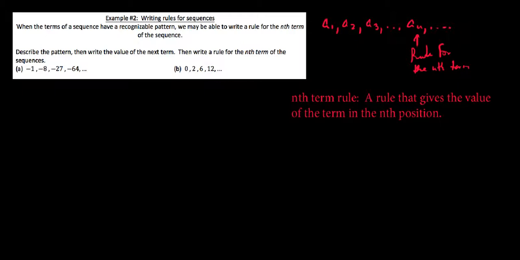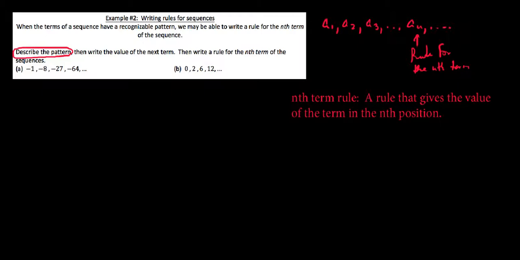Looking at this, it says describe the pattern, then write the value of the next term, then write a rule for the nth term of the sequences here. We're going to start with this first sequence. What I'm going to share with you in this video is a best practice. One of the best practices you can do is get used to this idea of what it is that I could verbalize or say is going on with our pattern here.